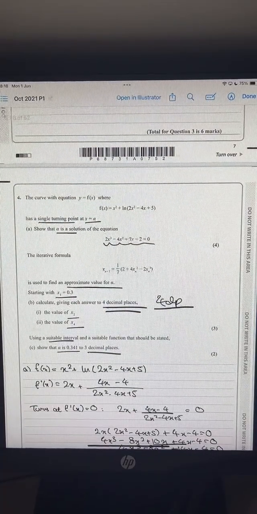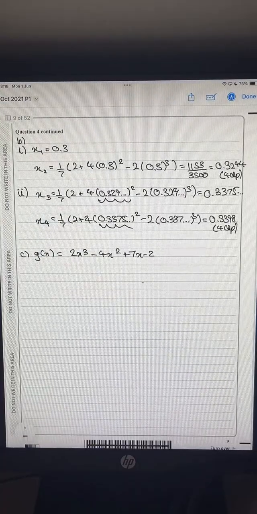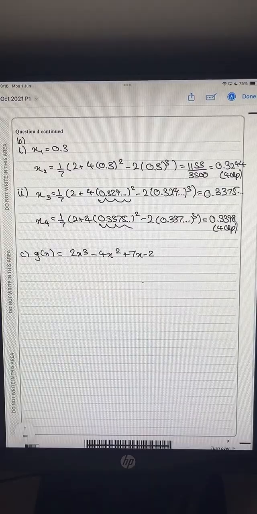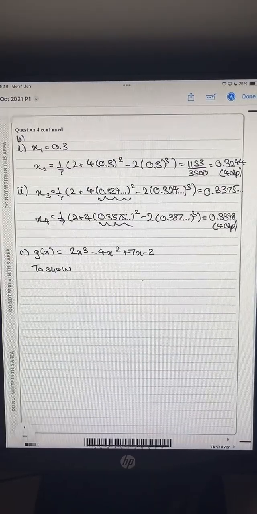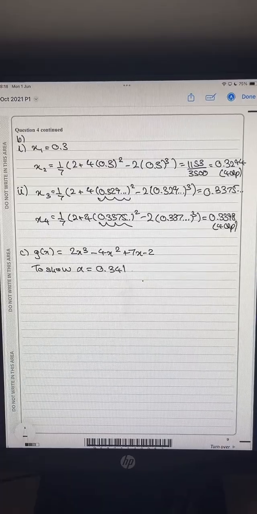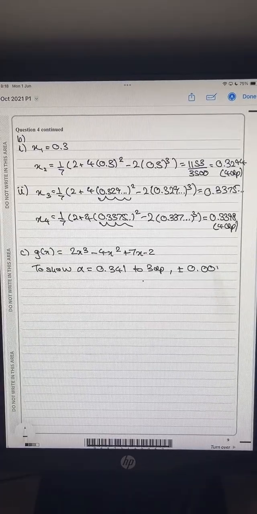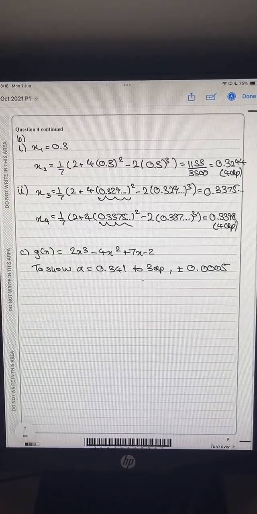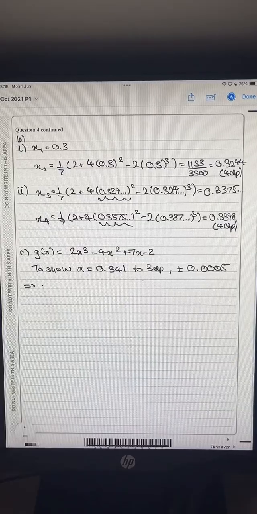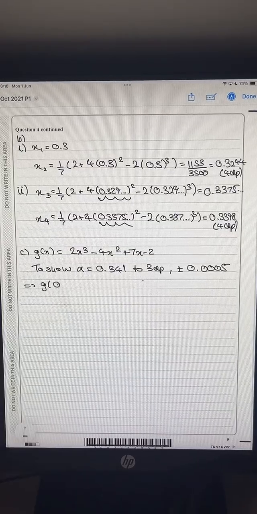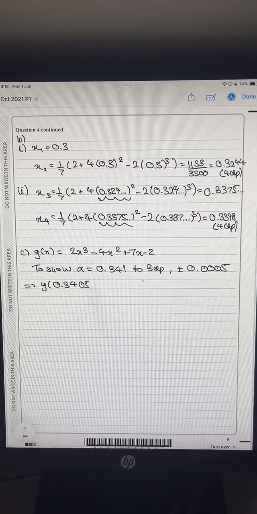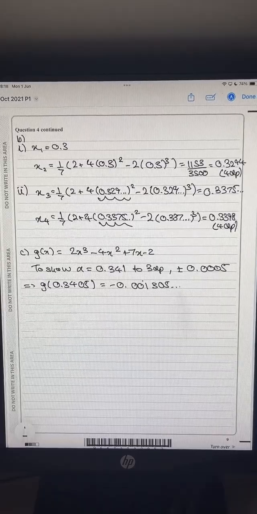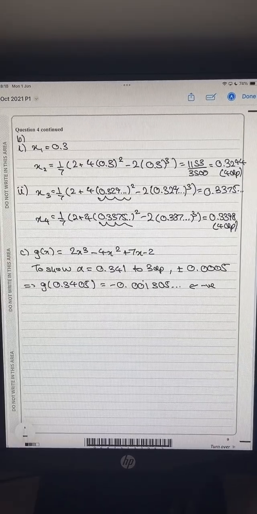And I need to show that there is a change of sign within my interval and that my function is continuous. So to show alpha is equal to 0.341 to 3 decimal places, I'm going to go plus or minus 0.0005 and show that there's a change in sign and then prove my statement. So I've got g(0.3405), so that's 0.0005 below the value. And that's going to give me minus 0.001305 and so on. And that's my negative value when I put that into my calculator.